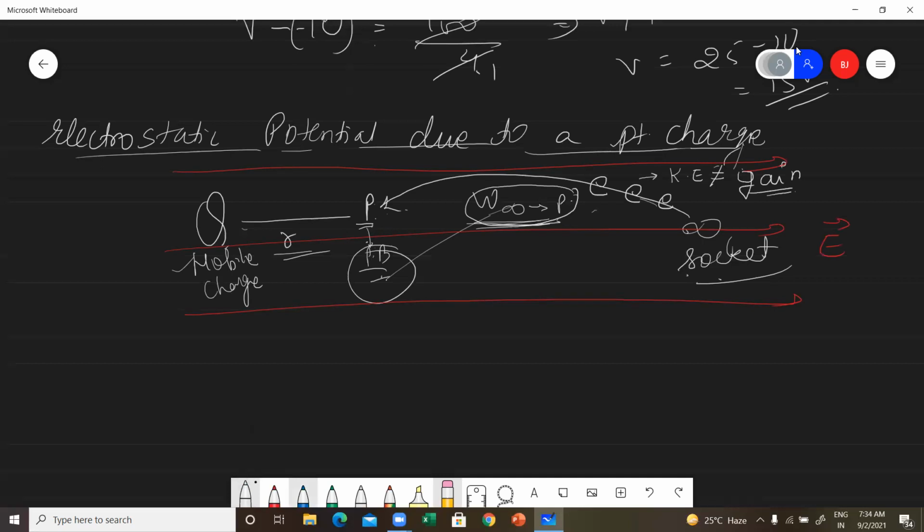Now, what to do? We can't find out the work done from infinity to the point. This is totally impossible because it's infinity charge. So what to do? I will take my test charge and I will go to infinity. This work I can do, and that work, along the electric field, is going to be negative.